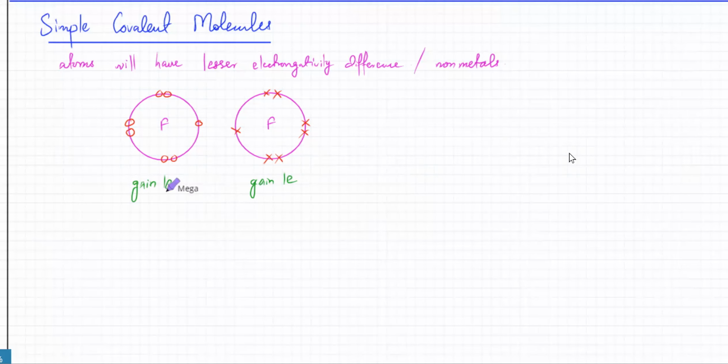So what will happen is that this fluorine over here will try to pull the other fluorine's electron towards itself, while this fluorine over here will see the other fluorine's electron and try to pull it towards itself. Now, both of them are trying to pull the electrons with equal force. So the 2 electrons over here are going to be stuck in the middle. They're not going to go anywhere because both atoms are equally trying to pull those electrons.